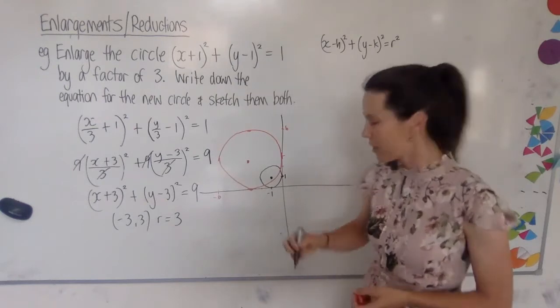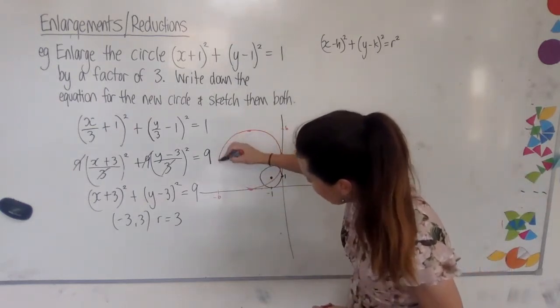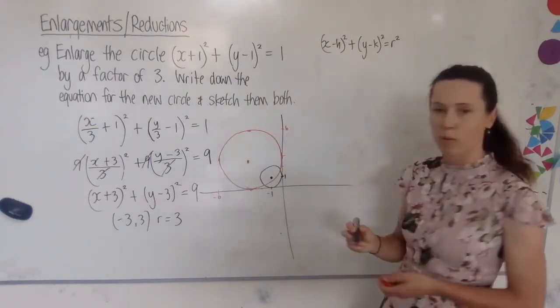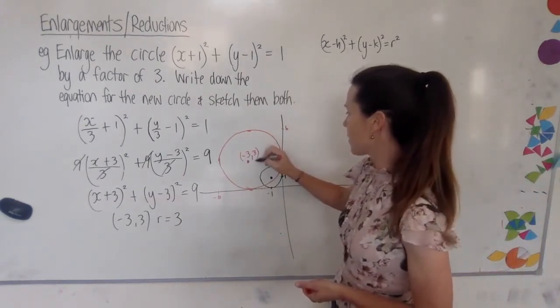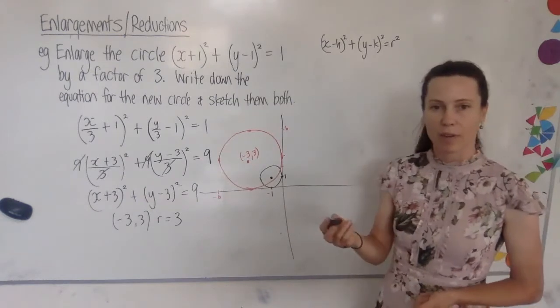Obviously, it's not a great drawing, but this is maths, not art. Just needs to have its important points. And then I could label my centre there, minus 3, 3, and I've got my radius of 3.